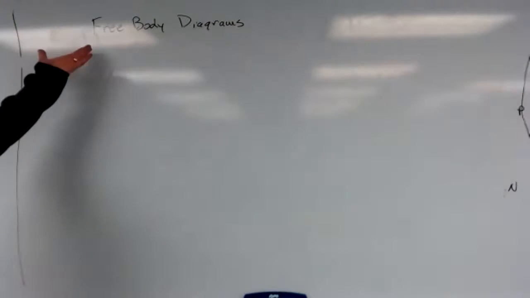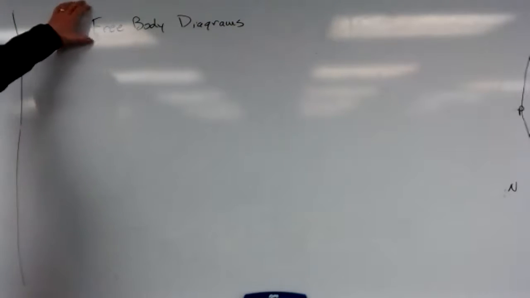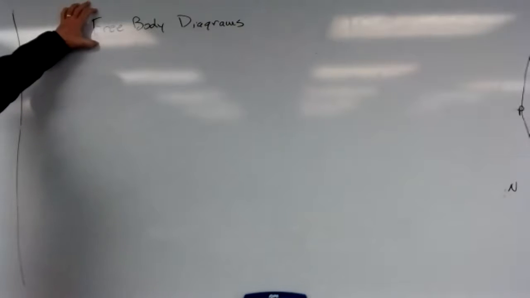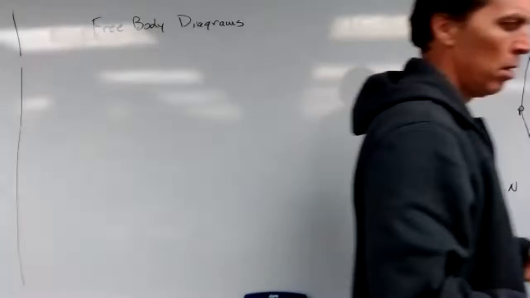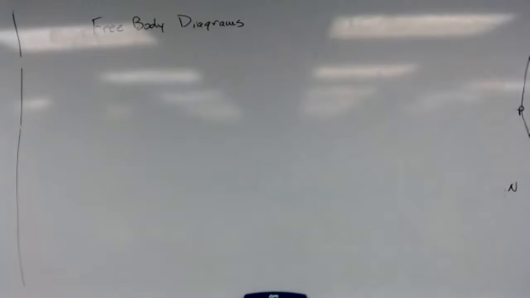So we're going to start talking about free body diagrams. A free body diagram is a way of isolating what's interesting to you about the problem in a way that it's easy to apply physics to it. And so, let me just, I'm just going to work an example here. That's what I'm going to do.